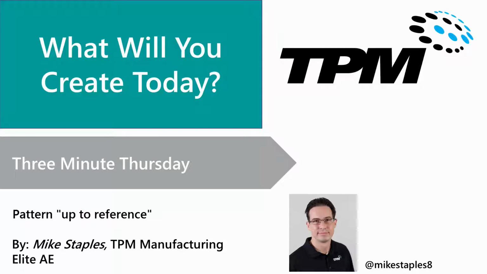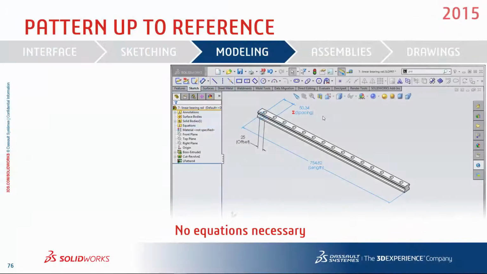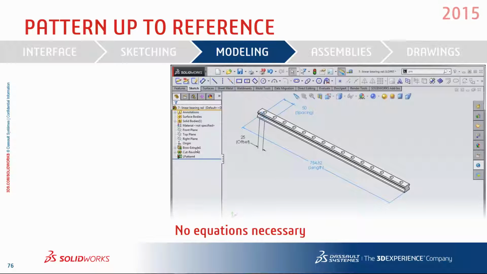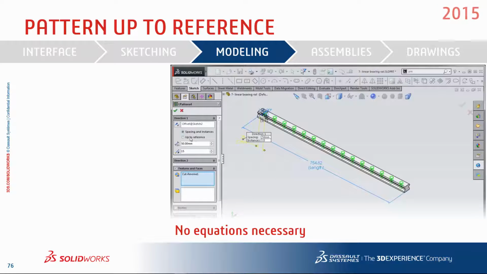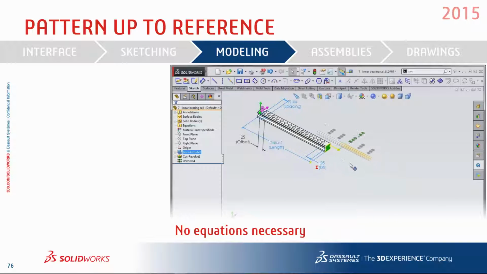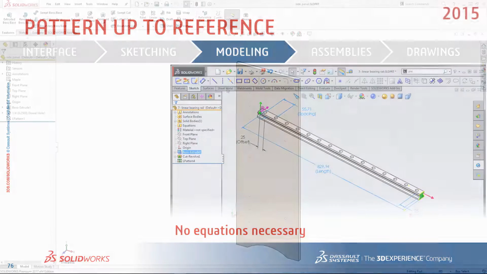Today we'll look at patterning up to a reference. This pattern option was first introduced in SOLIDWORKS 2015. It completely eliminates the old workarounds of having to use equations or design tables to accomplish getting just the right number of instances or the exact necessary spacing. But that's not all. As an added benefit, it stops the pattern from erroring when the base geometry changes.